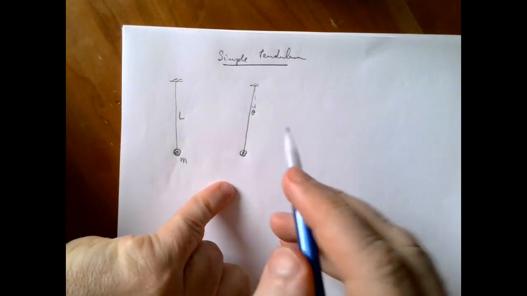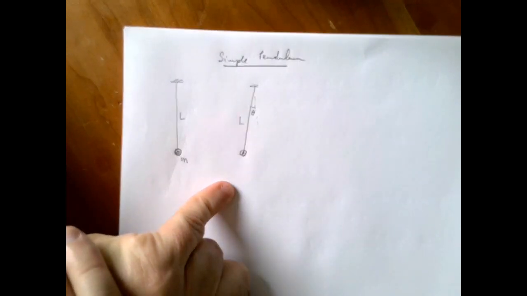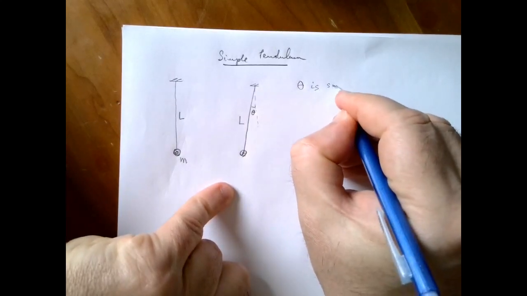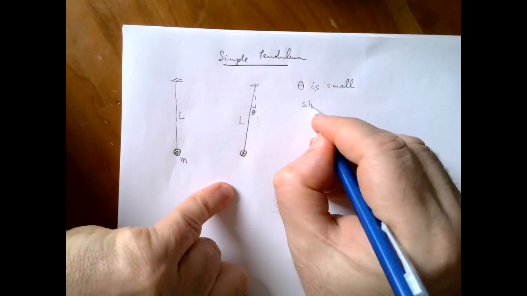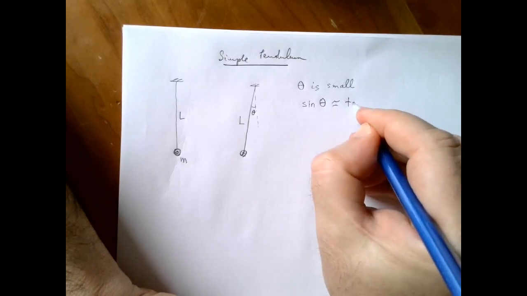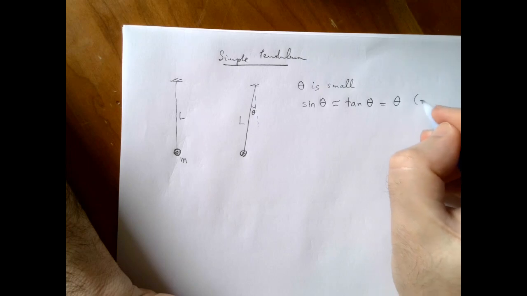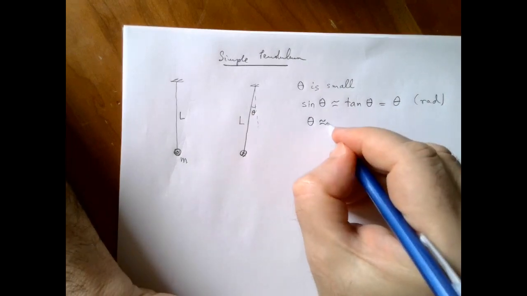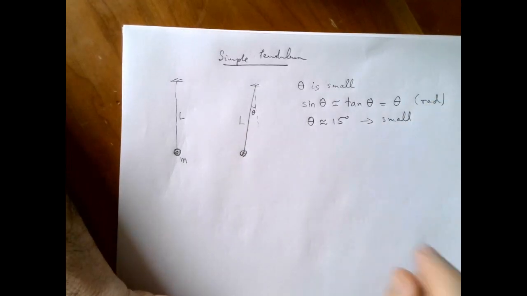The object is moved such that the wire makes an angle theta with the vertical. This angle theta is small. A small angle means sine of theta is approximately equal to tangent of theta and equal to theta in radians. An angle up to 15 degrees or so can be considered a small angle.